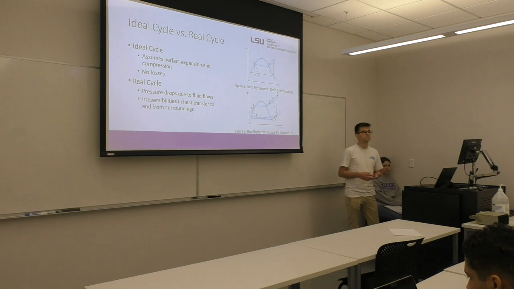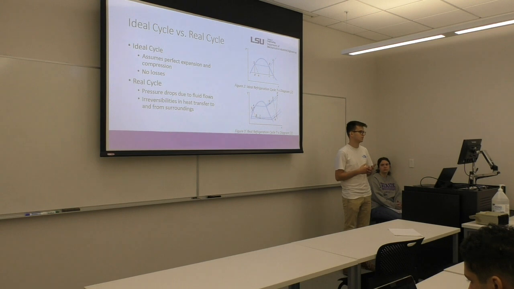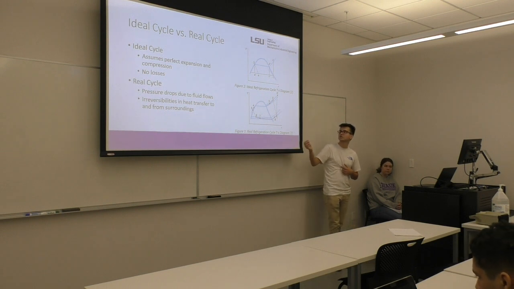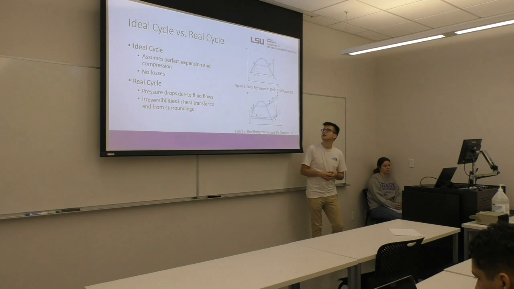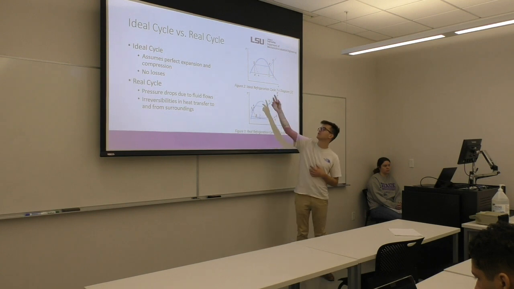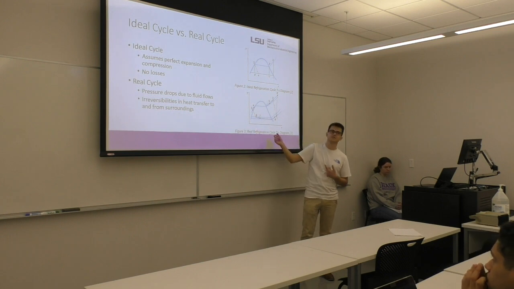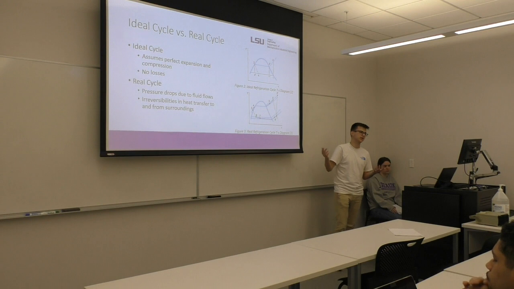An important theoretical clarification for this experiment is the difference between an ideal cycle and a real cycle. An ideal cycle assumes perfect expansion and compression and no losses, whereas in a real cycle there are pressure drops due to fluid flows, and there are also irreversibilities in the heat transfer to and from the surroundings. You can see here on the right 2 figures showing the PV diagrams for an ideal refrigeration cycle and a real refrigeration cycle. Important to note is the difference between steps 3 and 4 in the top, and 4, 5, and 6, which are not perfectly isentropic as the ideal cycle assumes.